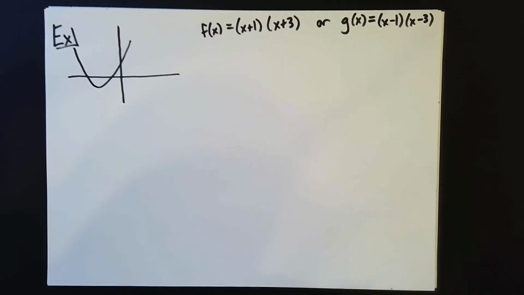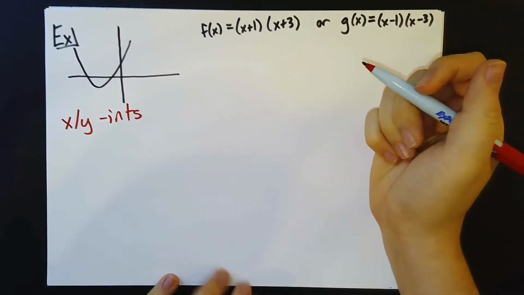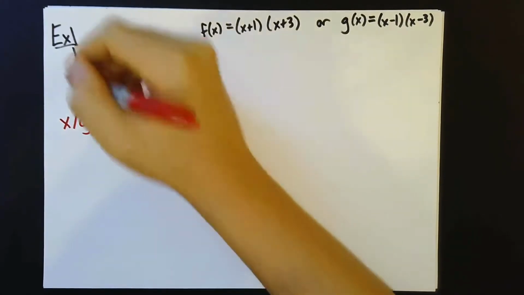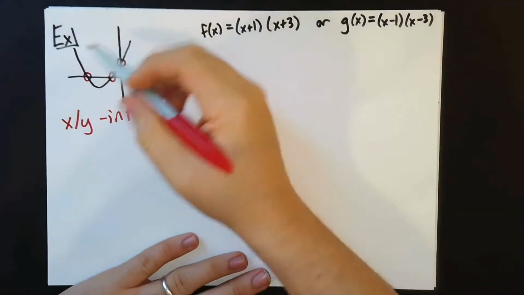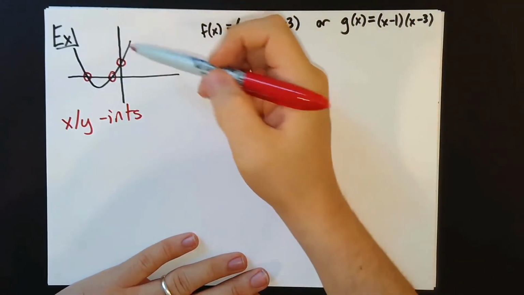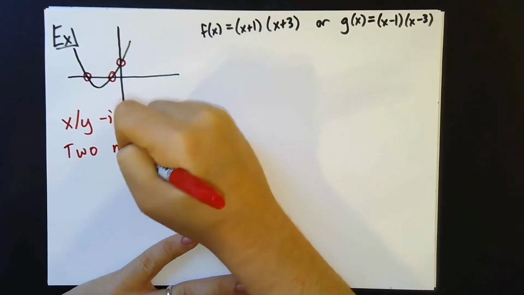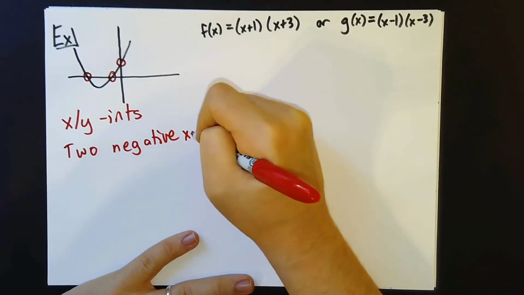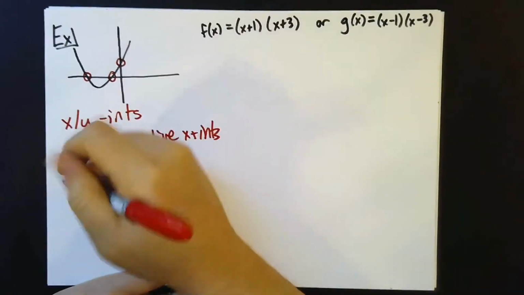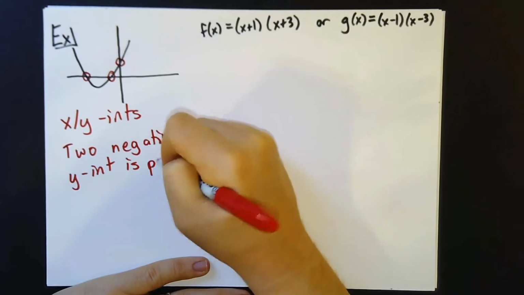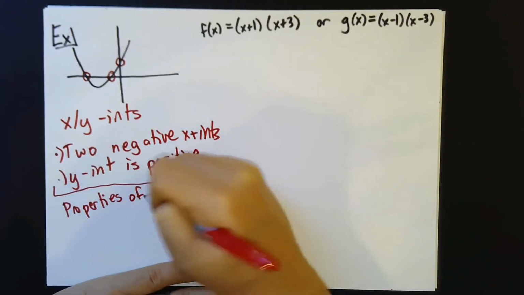For these first couple of examples, I'm going to look at reading off the x and y intercepts. From this graph, I can see here are the two x-intercepts, and here is the y-intercept. I don't have numbers on this axis, so I can't read off exactly what these numbers are, but I can tell that these are negative. So there are two negative x-intercepts. And also, there's the y-intercept. The y-intercept is positive.